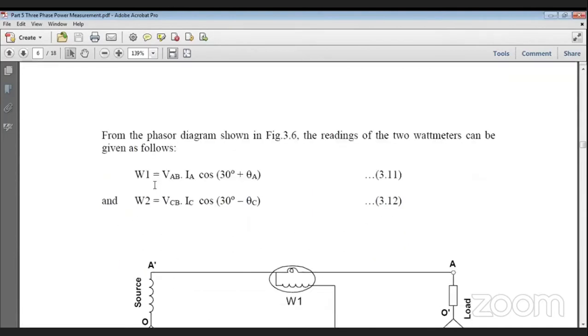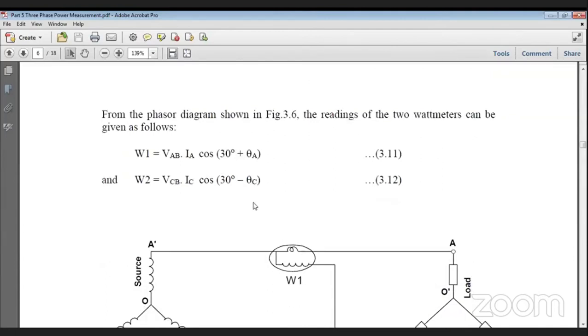Now, the load power factor is not in our hands. If I say that the power factor is 0.5, right? 0.5 means the power factor angle is 60 degrees. What happens to this expression? Cos of 30 plus 60. That means what will be the reading of W1? It is 0.